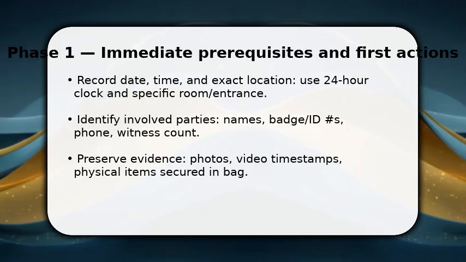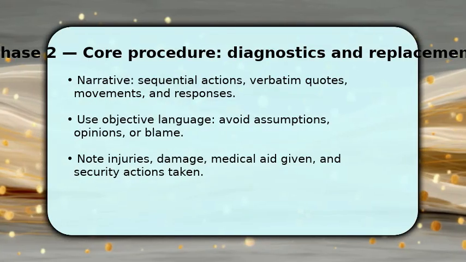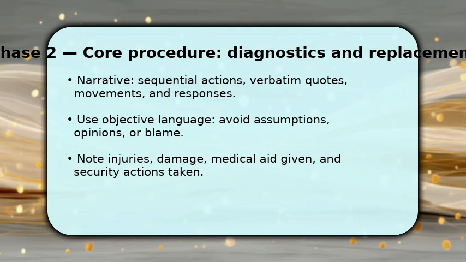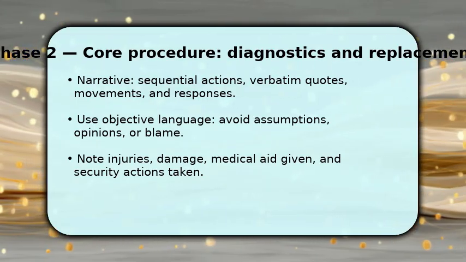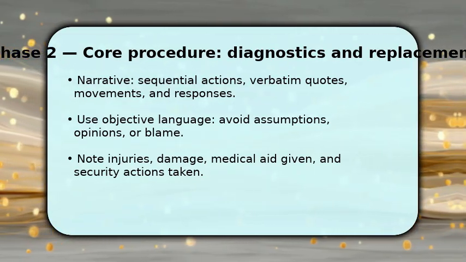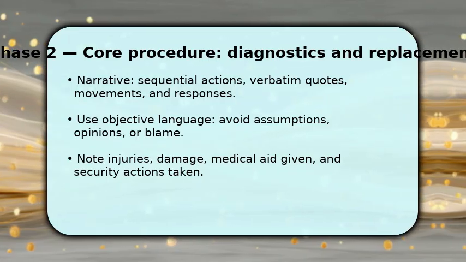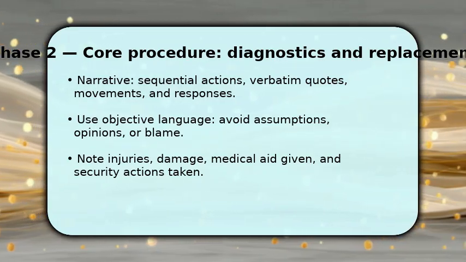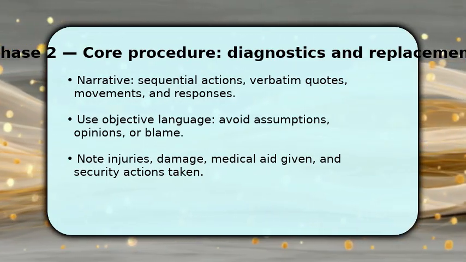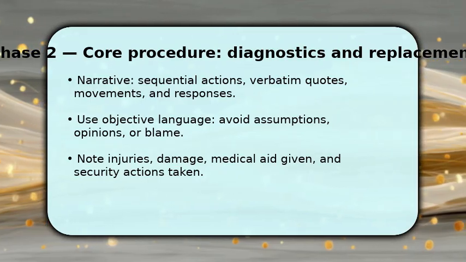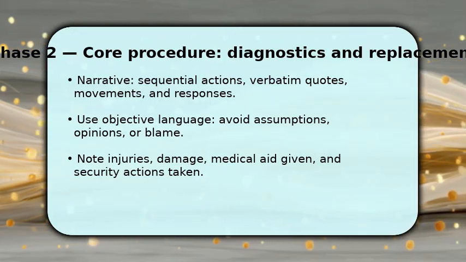You now write the incident narrative in chronological order. Describe what happened step by step, including verbatim quotes when possible. Once you have the sequence, add actions taken by you and others, what you did, who you notified, and any restraint or de-escalation used. Make sure to use objective, factual language, avoid guessing motives.